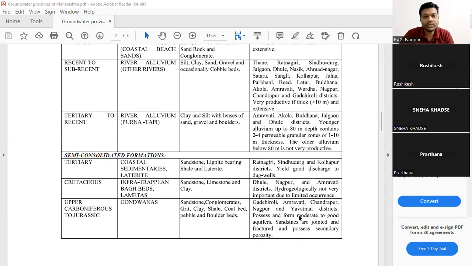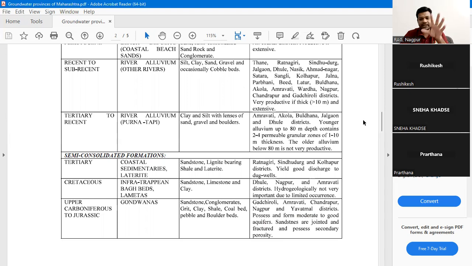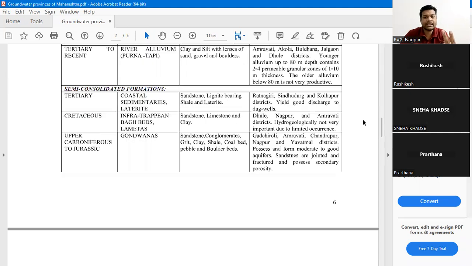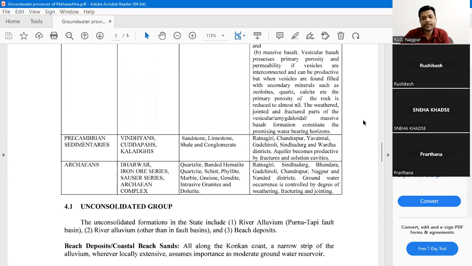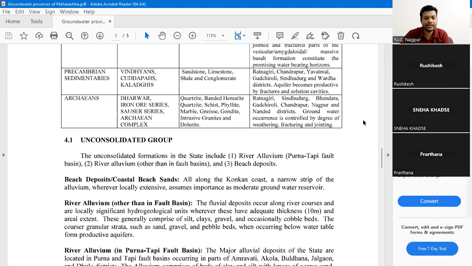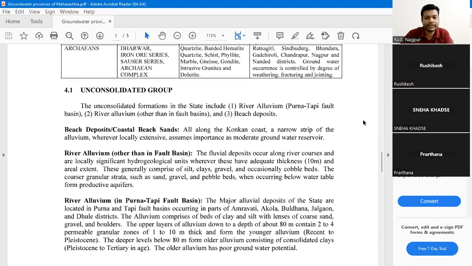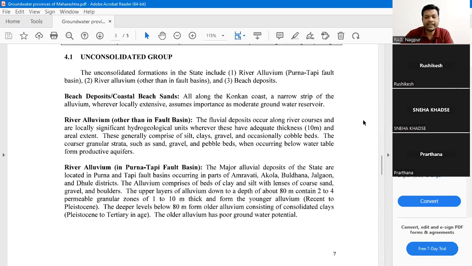That's it. It will help you in last minute revision. Just learn this one table. You will have a hand on the stratigraphy of Maharashtra as well as on the groundwater provinces of Maharashtra. Now this table will be available in the app. This entire document will be available in the app, so you can read it.